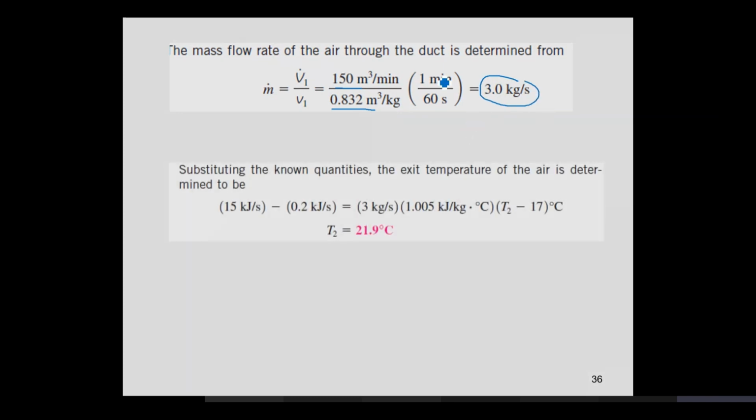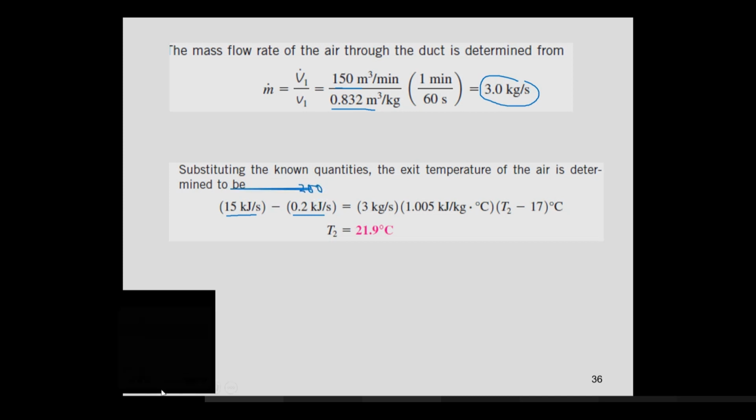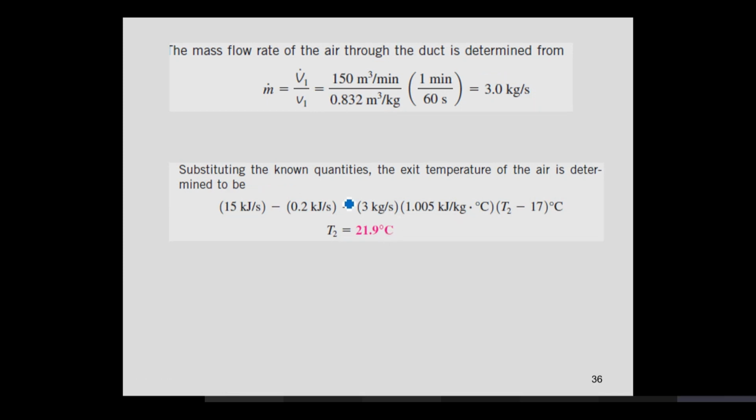Once you have the mass flow rate, you essentially can solve the equation. This is the work electrical in. This is the heat loss. Again, remember this value of heat loss was 200 watts, and the whole equation is in kilojoules, so you'll have to divide by 1000. This is 0.2, then 15 kilojoules per second. 3 kg per second is the mass flow rate you have found out. Cp value you have extracted for air at room temperature as an ideal gas from the table. Initial temperature is given to you, and T2 you can find out as 21.9 degrees centigrade.